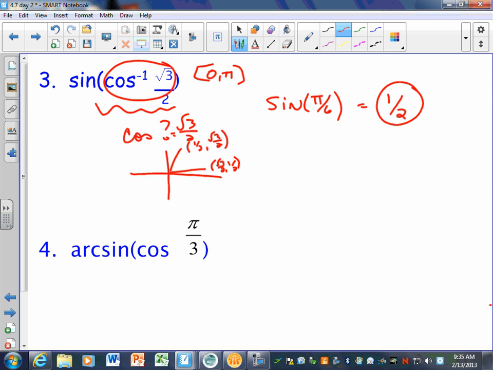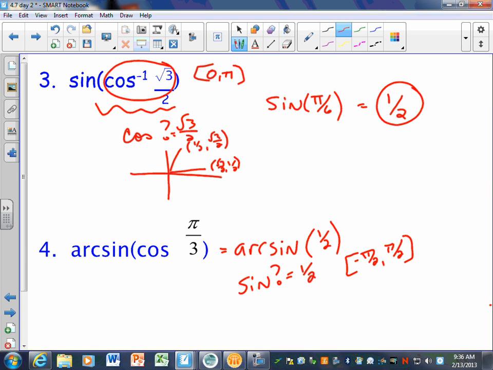This would be no calculator, because what is the cosine of pi thirds? Right, the cosine of pi thirds would be the x-coordinate there, which would be 1/2. And then this is like what you did yesterday on those first like 12 problems. This is saying the sine of what equals 1/2 between the specified range of negative pi halves to pi halves. And that would be this angle, right? So the answer would be pi over 6.